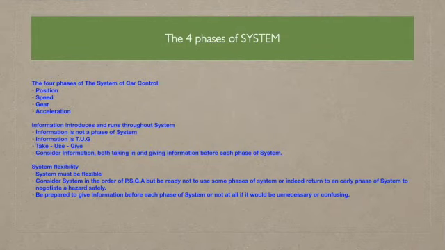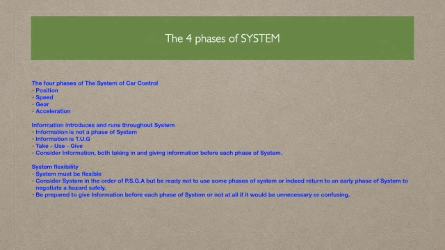The 4 phases of system of car control: position, speed, gear, acceleration. Information introduces and runs throughout system. Information is not a phase of system. Information is TUG: take, use and give. Consider information, both taking in and giving information before each phase of system.